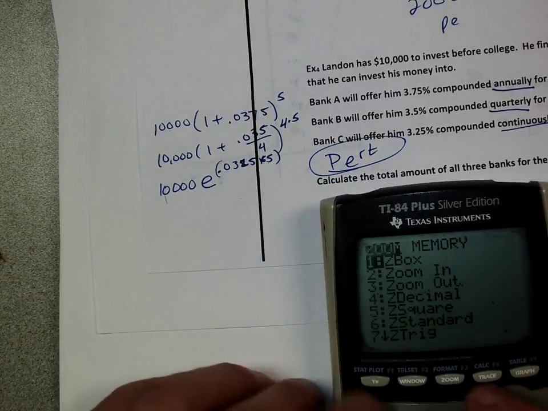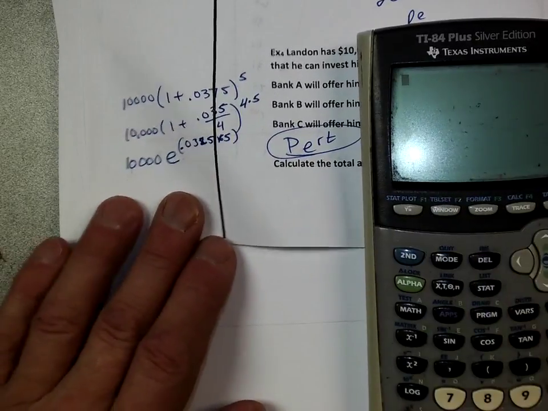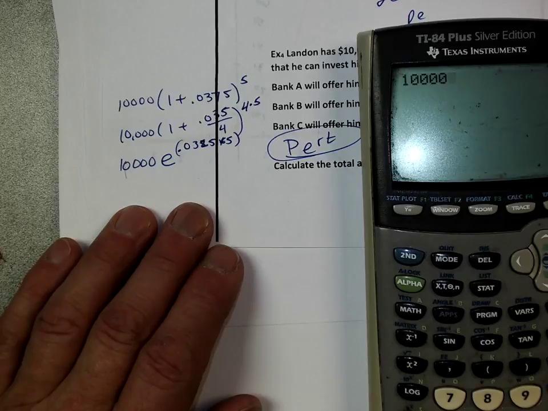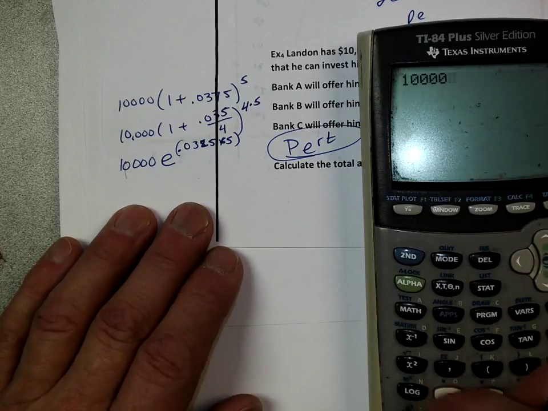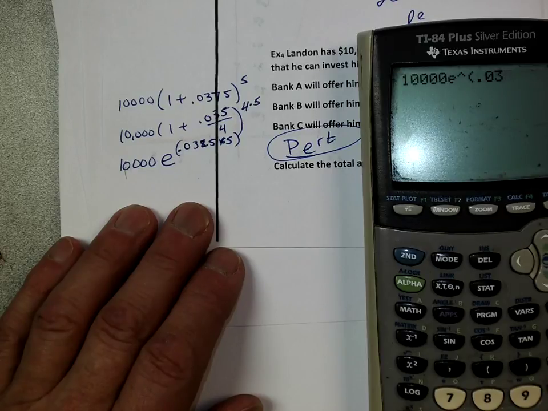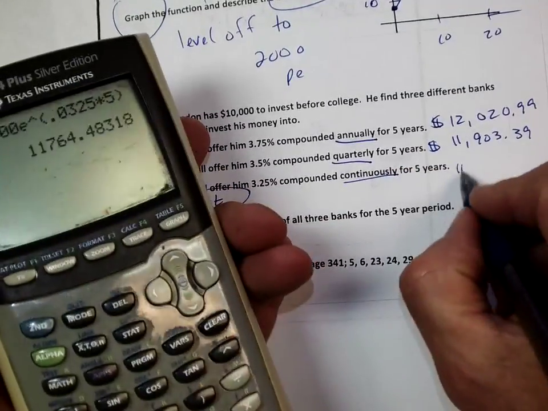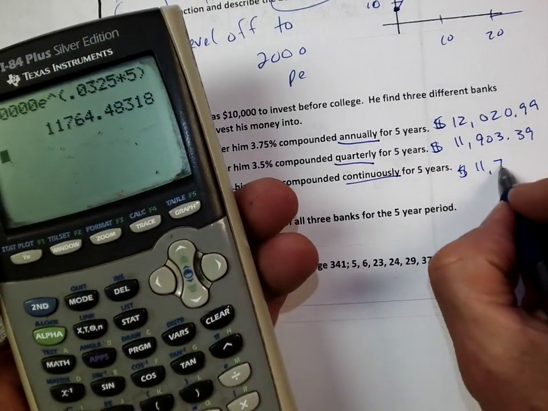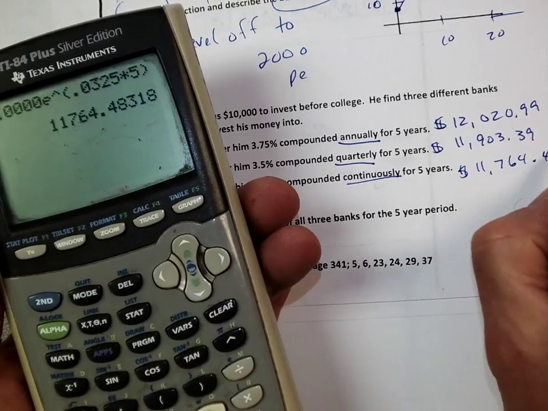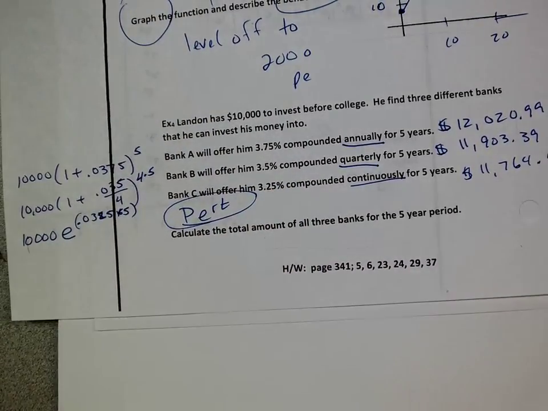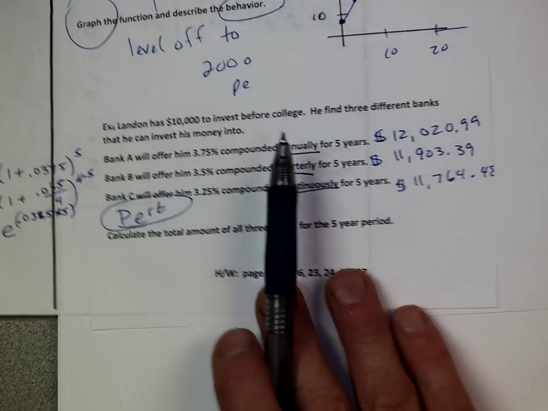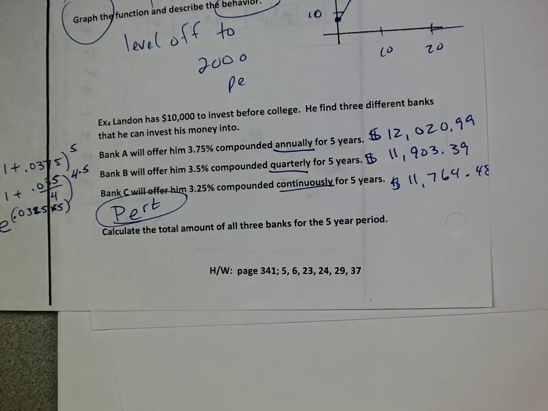So let's use this calculator. We're going to go our 10,000. We're going to go e to the x, right? E to the 0.0325 times 5. And he makes about $11,764.48. So Landon comes to Dad and says, Dad, how come we made less money? I mean, it compounds more. I'll say, son, that's because it's the interest rate that makes the biggest impact, okay?